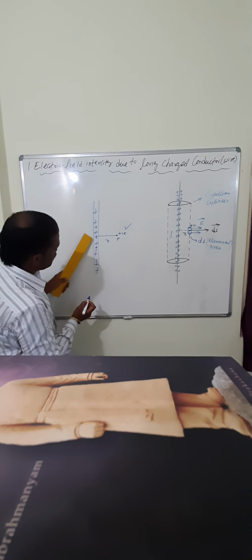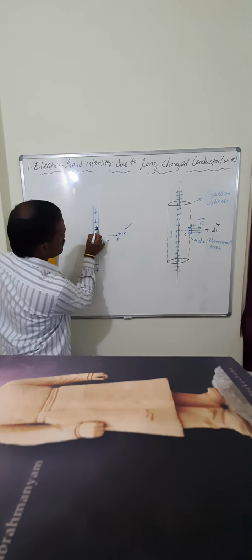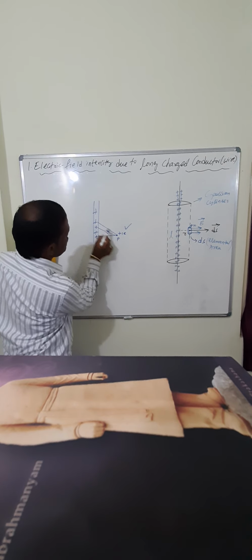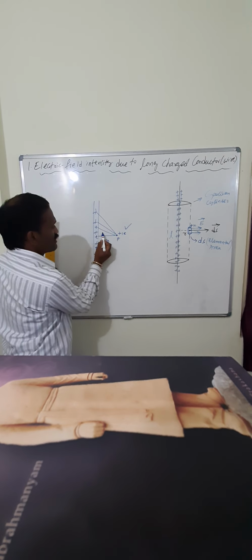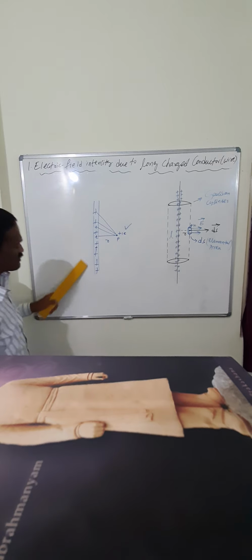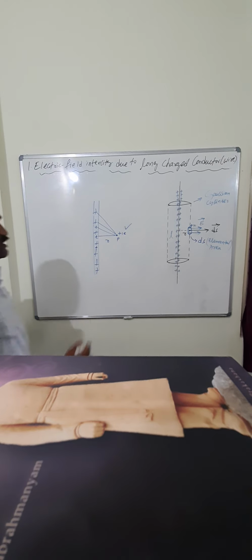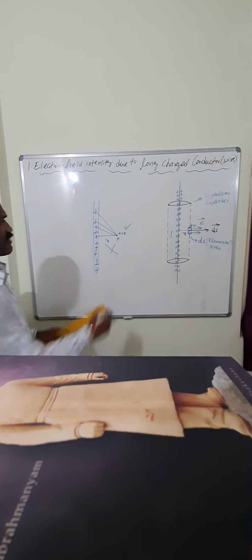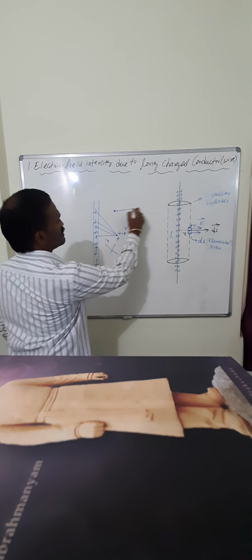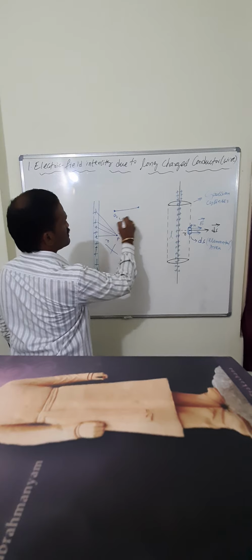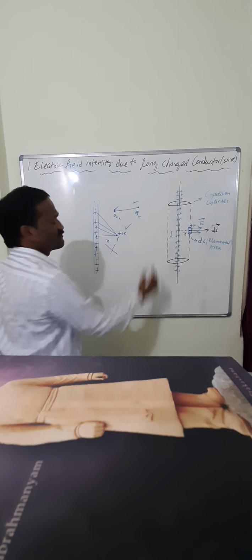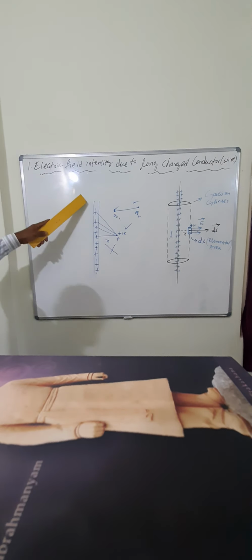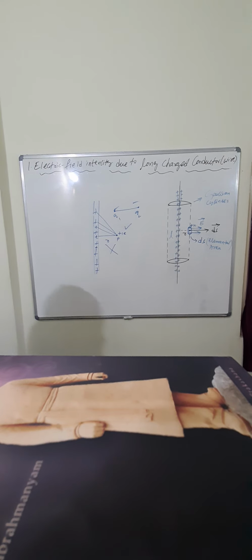The charges are at different distances. Now this charge is at this distance, this charge is at this distance. Different charges on the conductor are at different distances. Then you cannot apply Coulomb's law. Coulomb's law is applicable for only two point charges, Q1, Q2, separated by a small distance. Then you can apply Coulomb's law only. Here the charges are distributed on the long conducting wire.